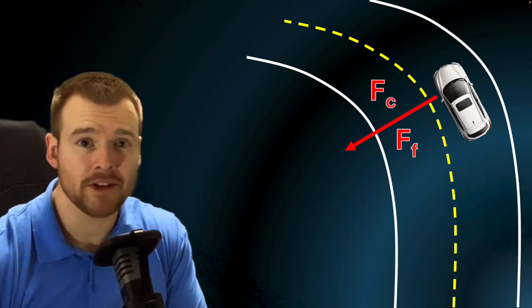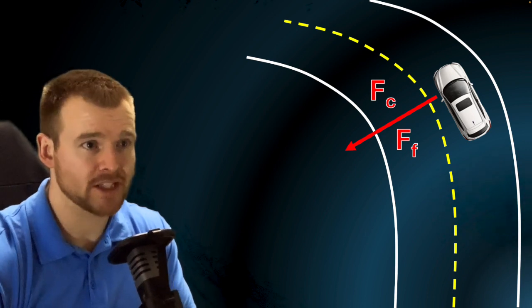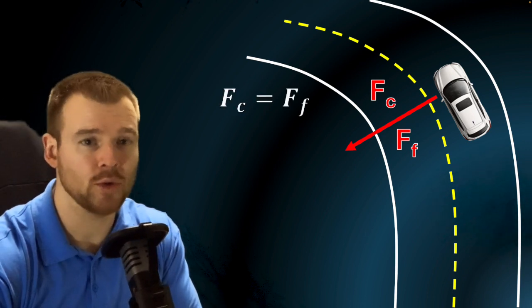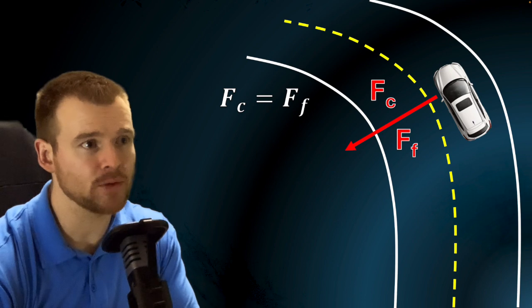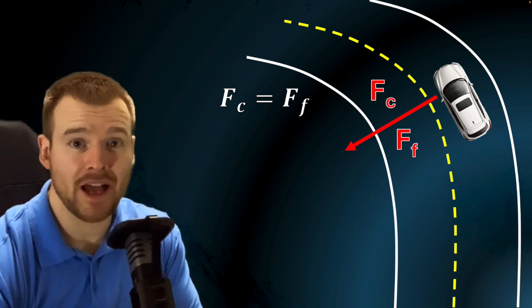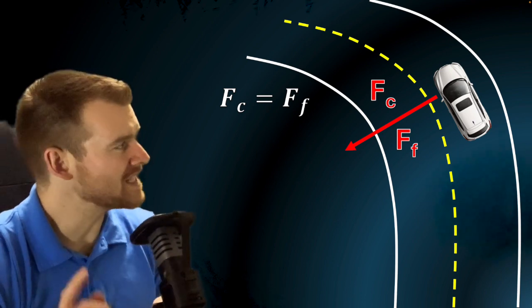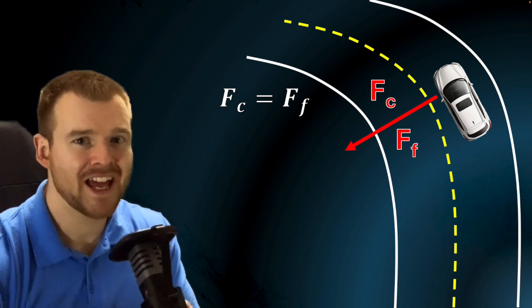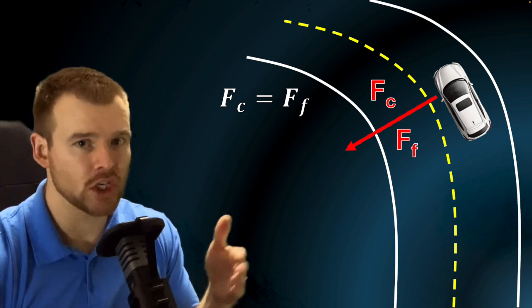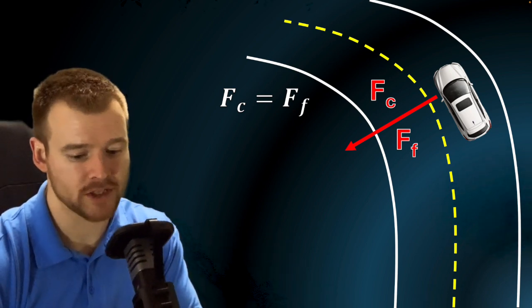Okay, so if we're doing calculations here, Fc, because it's going in a circle, is equal to Ff. Fc is equal to Ff. In this case, we know Fc is mv squared over r, but it's a little more complicated for this one because Ff has an equation. Normal force times coefficient of friction.